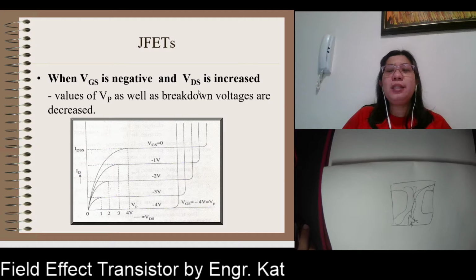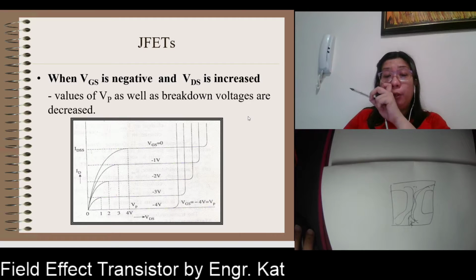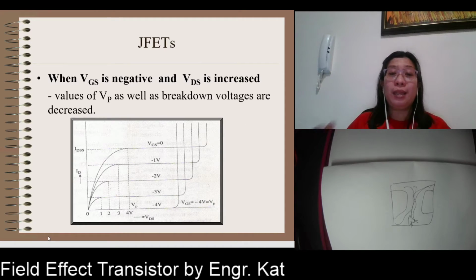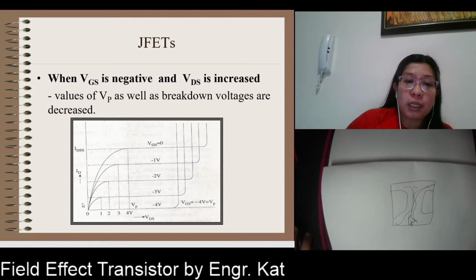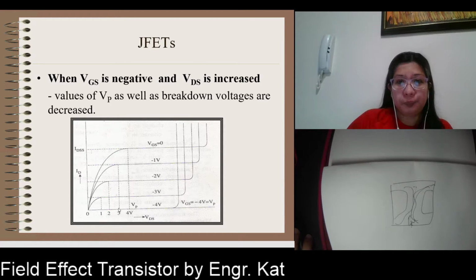Now, when VGS is negative and VDS is increased, the values of VP as well as the breakdown voltage are decreased. This is what is happening, class. When your VGS is equal to 0, this is the maximum current. Upon increasing your VDS, it will increase and increase until it reaches a certain critical maximum value called the IDSS. That is when VGS is equal to 0, and then it will remain constant until it breaks down.